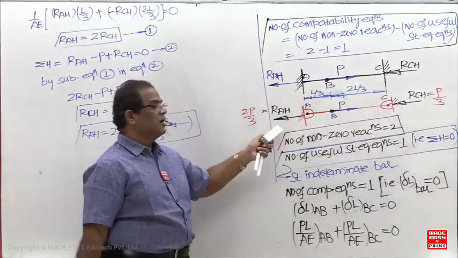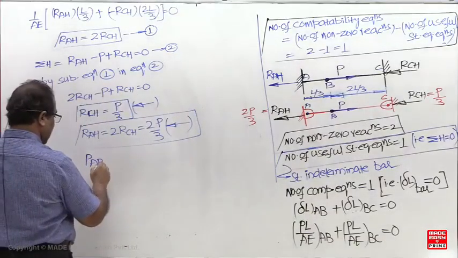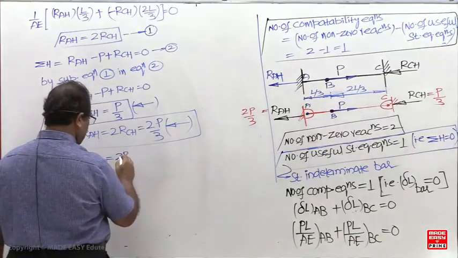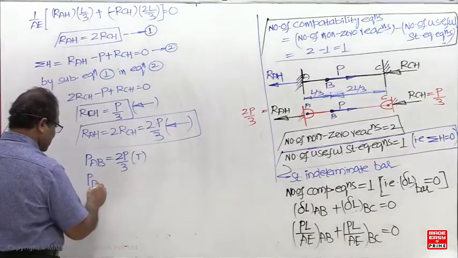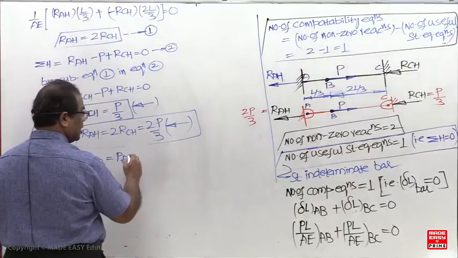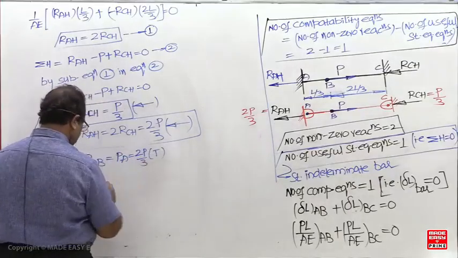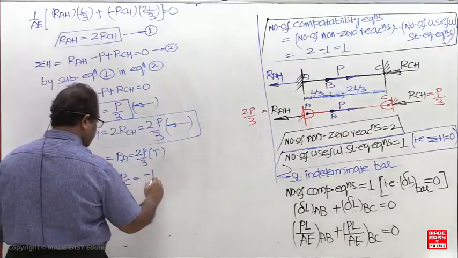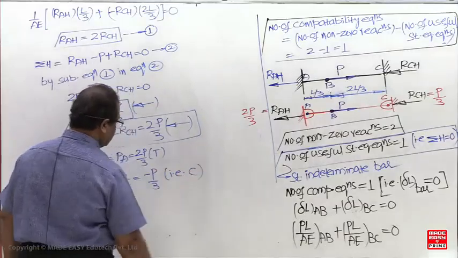So directly, what is the load in AB? Axial load in AB, how much have you written now? 2P by 3, tensile. What is the axial load in BC? Axial load in AB equals the load at A, that is 2P by 3 tensile. What is the axial load in BC? Load at C, minus P by 3. That is compressive.